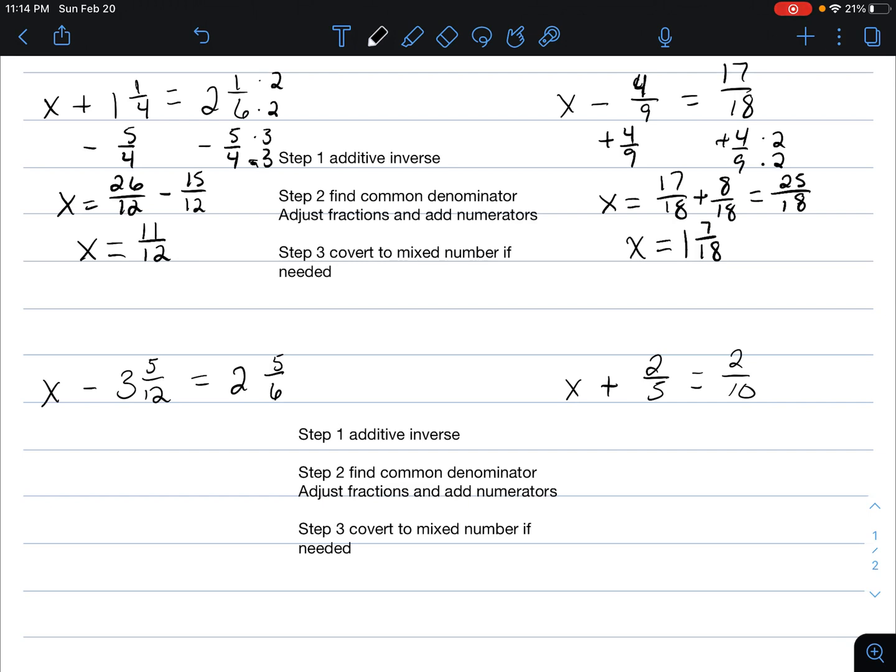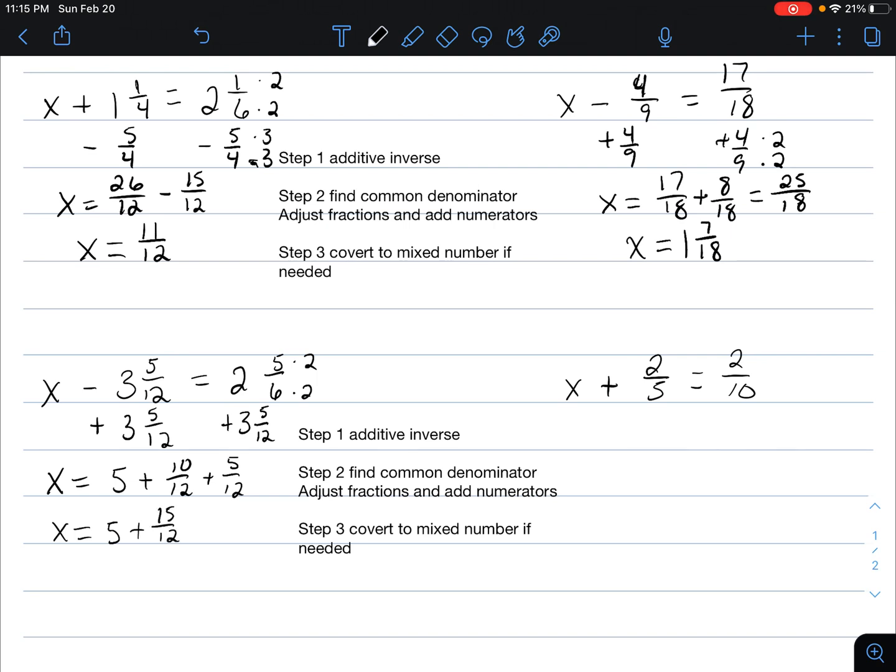Okay, once again we have another mixed number. But when we see, we're going to be adding 3 and 5/12 here. Okay, so we only have to adjust this fraction right here. We're going to times that by 2. So here when we're adding, we can add the whole numbers. So x equals 2 plus 3, which is 5, plus what we get when we add the fractions. You get 10/12 plus 5/12.